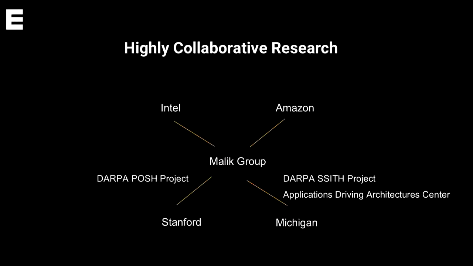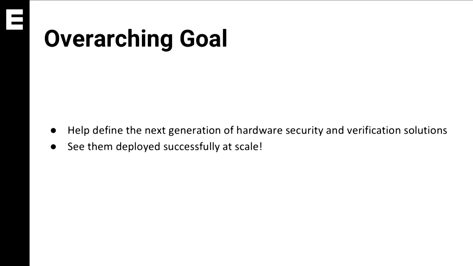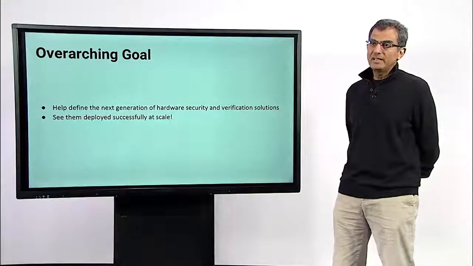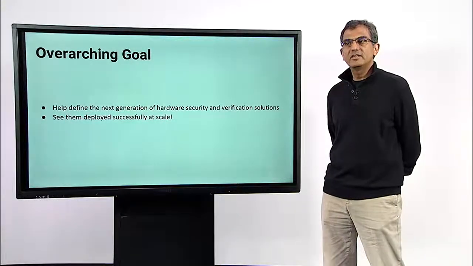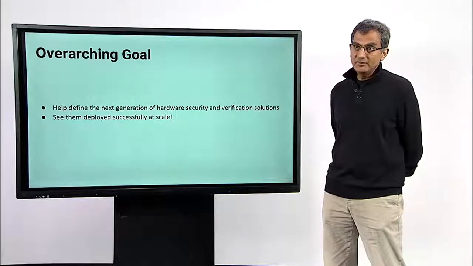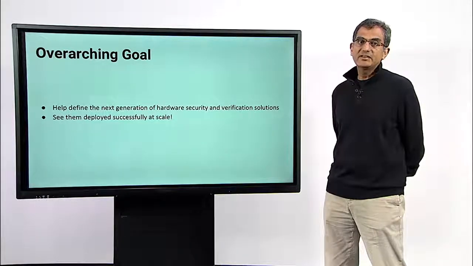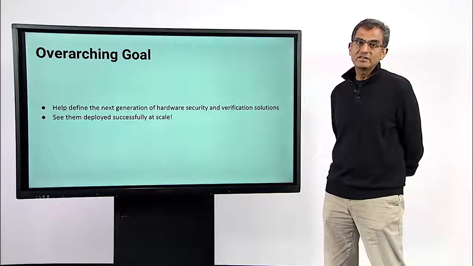This work is not done in isolation. We work very collaboratively, both within Princeton as well as groups outside. We have active collaborations going on with research groups at Intel and Amazon, as well as with groups at Stanford and Michigan on larger projects. So to summarize, the overarching goal of the research in my group is to help define the next generation of hardware security and verification solutions, and very importantly, make sure that these are actually deployed at scale in industrial solutions.